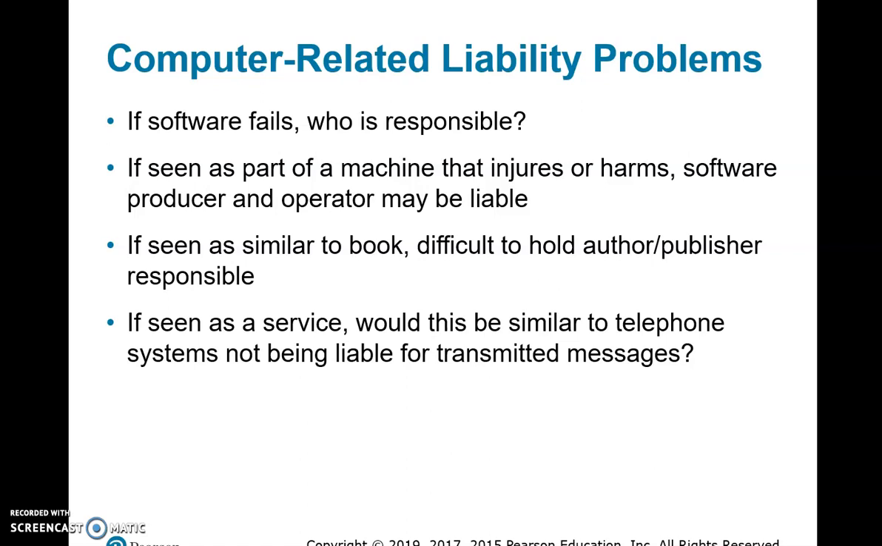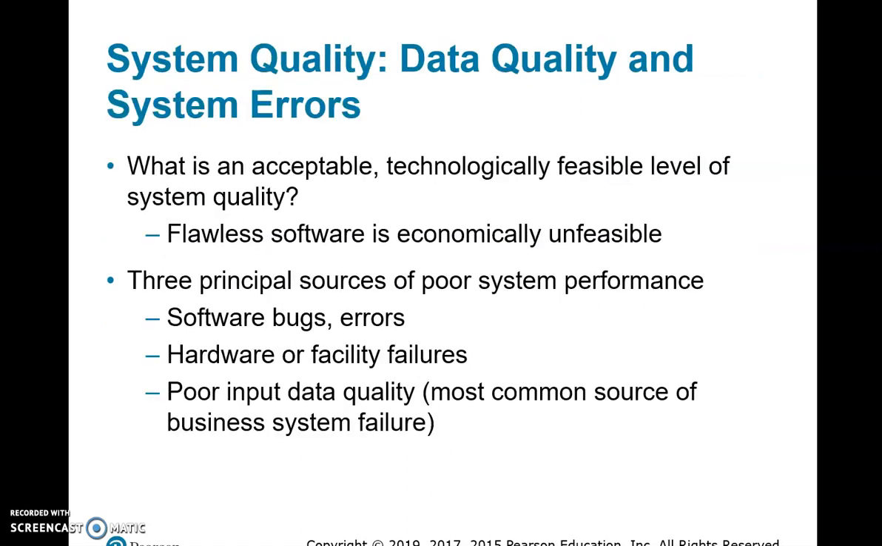If a computer fails, who is responsible? These are questions that you need to think about. If software is seen as part of a machine that injures or harms, the software producer or operator may be liable. If seen as similar to a book, it is difficult to hold the author or publisher responsible. If seen as a service, would it be similar to telephone systems not being liable for transmitted messages? We don't know. So these are the things that we need to think about when we talk about computer-related liability problems.